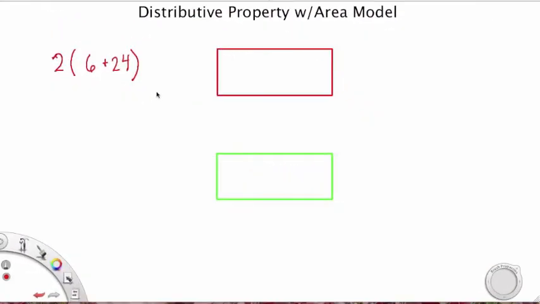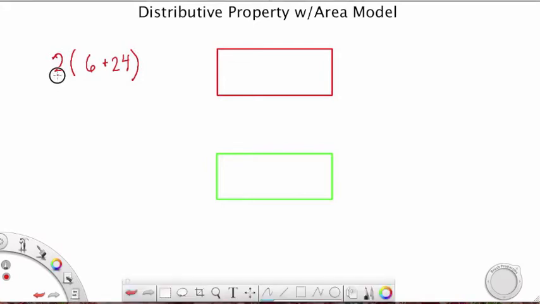Boys and girls, let's take a look at the distributive property using the area model to help us represent it graphically. Now here we have a problem that's quite simple. It's 2 times the sum of 6 plus 24, or 2 times the sum of 6 and 24. And you've been taught to distribute the 2 to both of the terms inside the parentheses, which would look like this. 2 times 6 is 12, and then 2 times 24 is 48. And that is proper, that is good, that is correct.